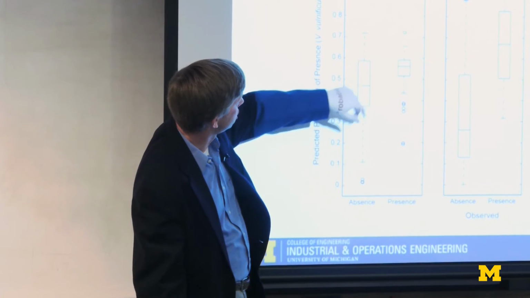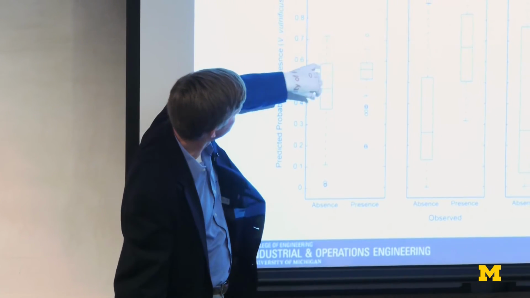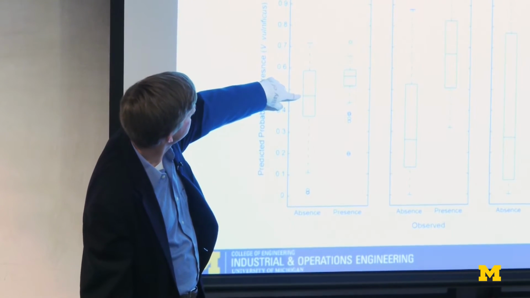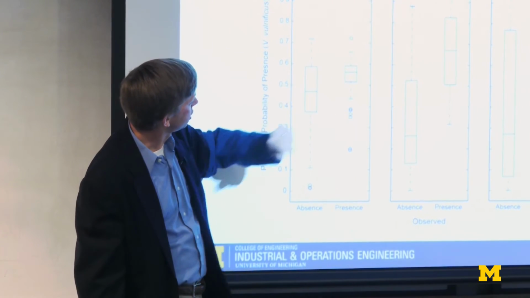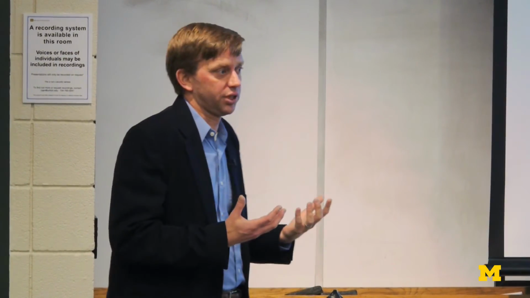You'd like to see separation in these two charts here. So this one is the predicted probability by the logistic GLM if it's not actually there. And that's the predicted probability if it is there. So that model doesn't help us distinguish those two cases. It's not a very good predictive model.